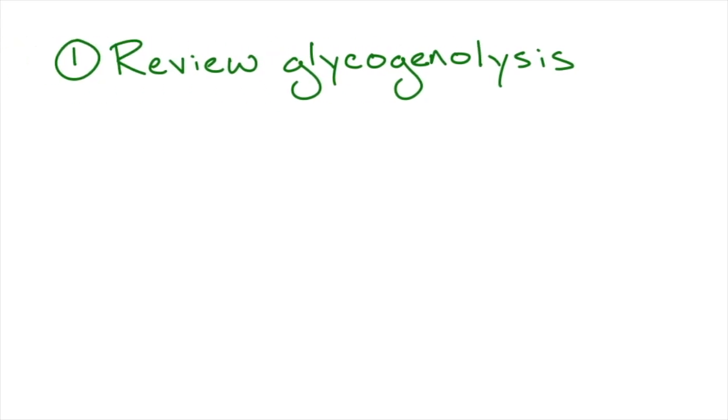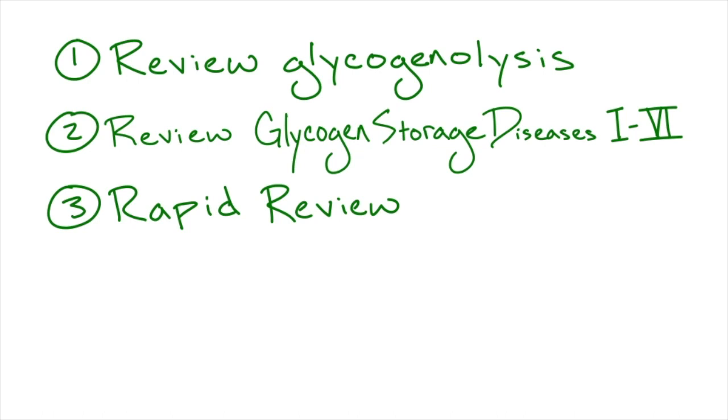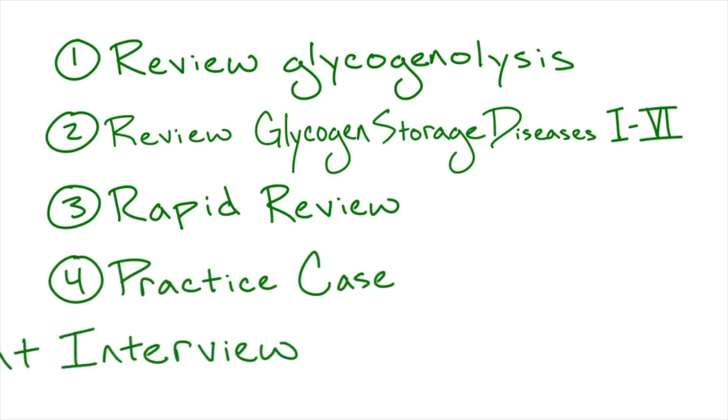Step 1 is to review how glycogen breaks down into usable glucose. Step 2 will be to go through each of the 6 most common glycogen storage diseases and identify them as the result of a particular part of glycogen breakdown that is broken. Step 3 will be to do a rapid review with a couple of hopefully useful memory tricks, and we'll wrap up with one practice case and an interview with a patient.